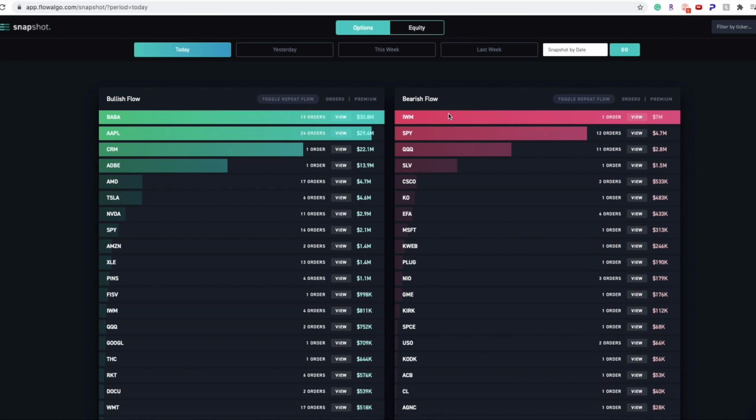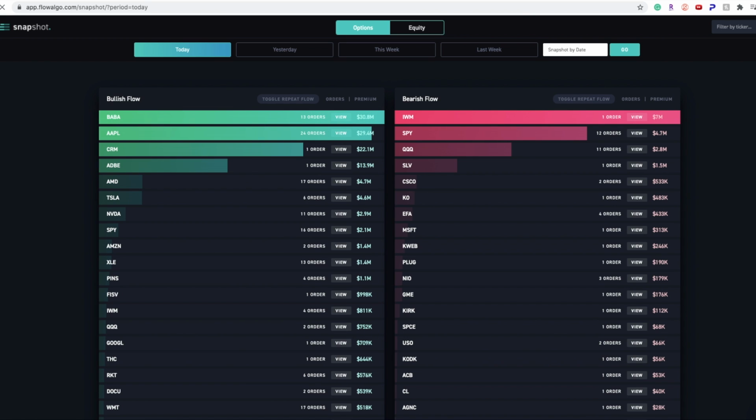But if you look at the overall thing, you have to look at both sides here. So you see this 30 million, 29 million, 22 million, 13 million. These are huge amounts of money being paid that these stocks are going to go up in price. And as you can see on the other side for bearish, it's like 7 million, 4.7 million, 2.8 million, 1.5. So it's not as much as the bullish flow. So today's a much more bullish day than bearish.